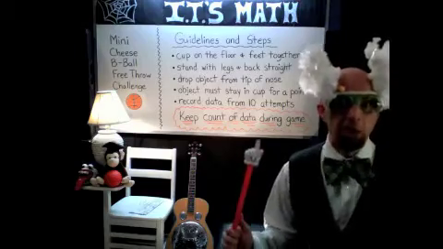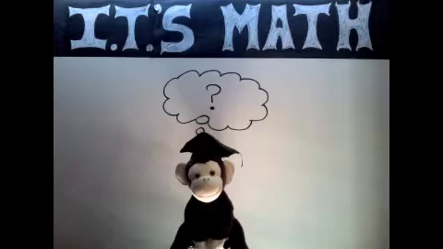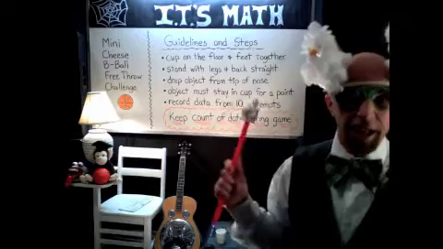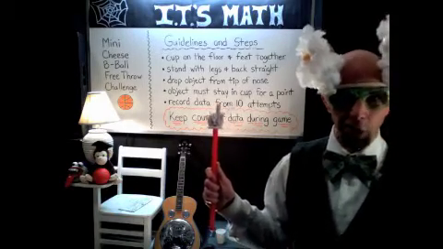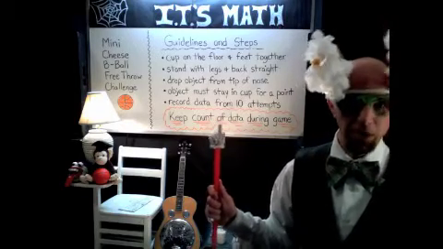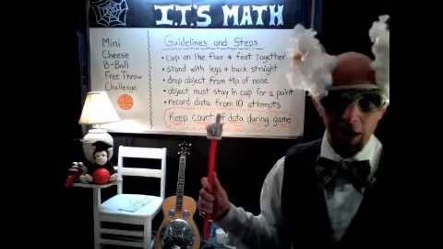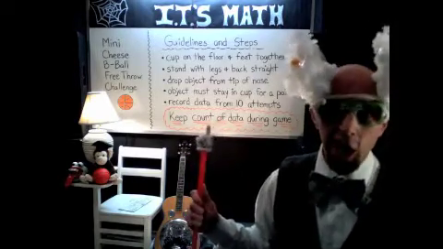Before we start our mini cheese basketball free throw challenge, let's review the guidelines and steps. Cup on the floor and feet together. Stand with legs and back straight. Drop object from tip of nose. Object must stay in cup for a point. Record data from 10 attempts. Keep count of data during game.